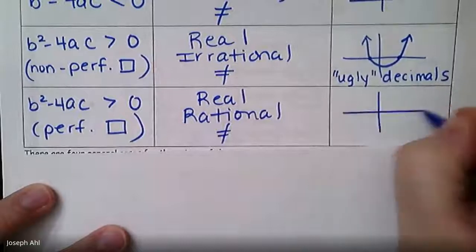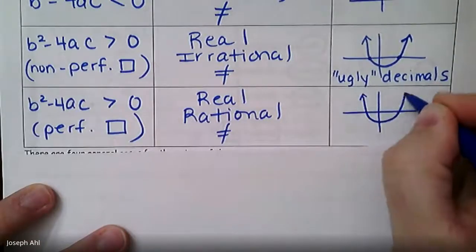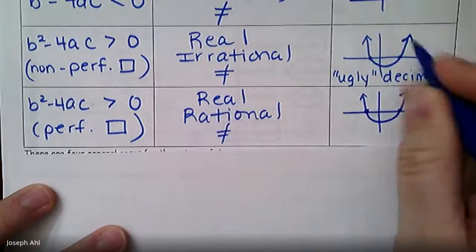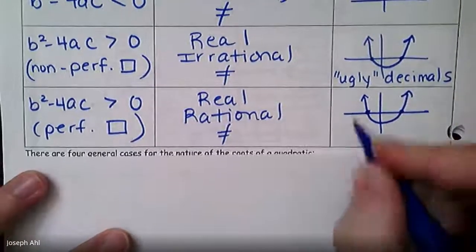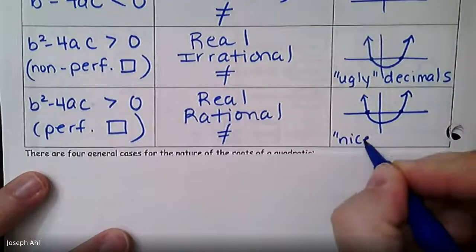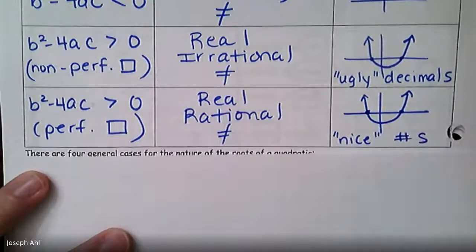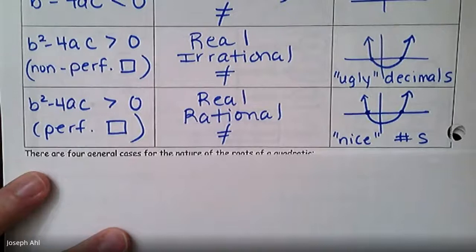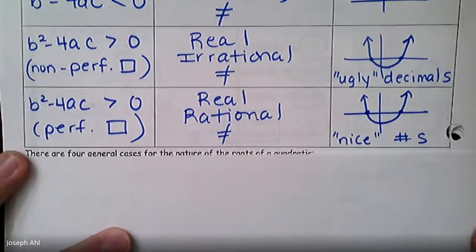So the graph pretty much looks the same as what we had for irrational, but I'm going to call these kind of like nice numbers. Okay, things that are, you know, whole numbers, integers, even fractions, I would still consider to be nice numbers, right? Like -1/2. We should still be pretty happy about that. So these are the four key cases.